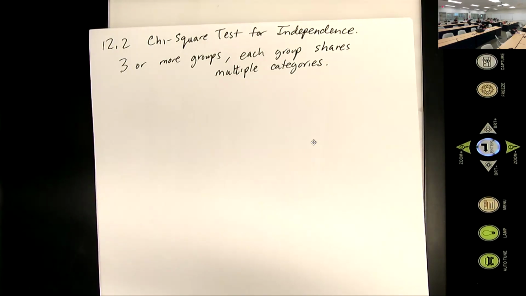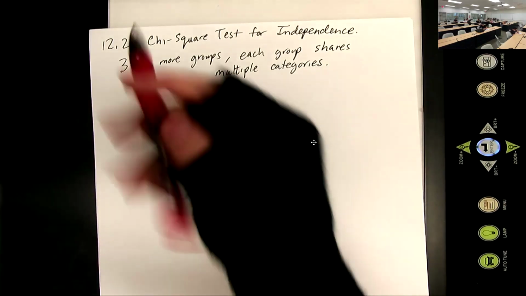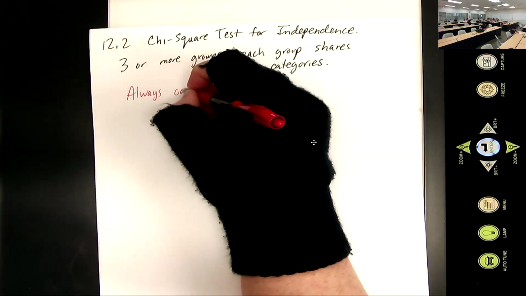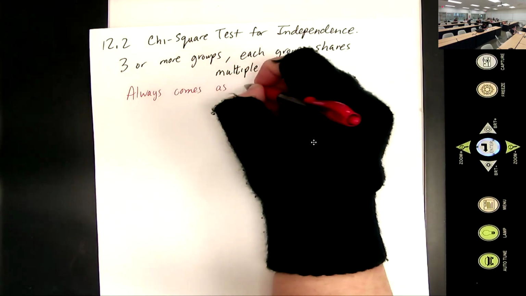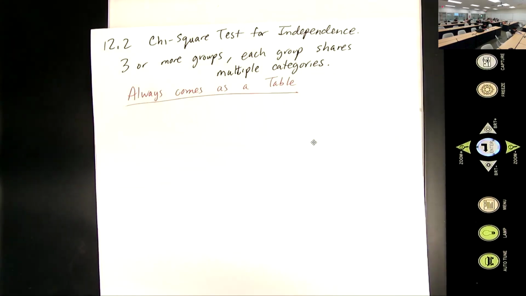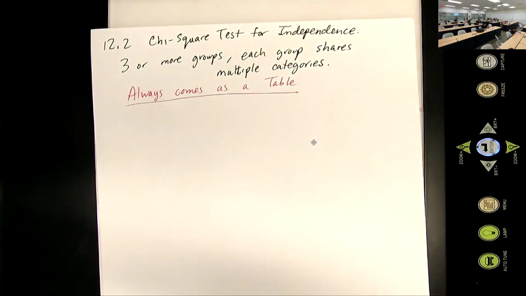This would look absolutely terrible if they gave you the information as a sentence. This always comes as a table. Just because it has a table doesn't mean it's the chi-square test for independence, but very few things use an actual table. You could show the goodness of fit as a table, but there's only one column.